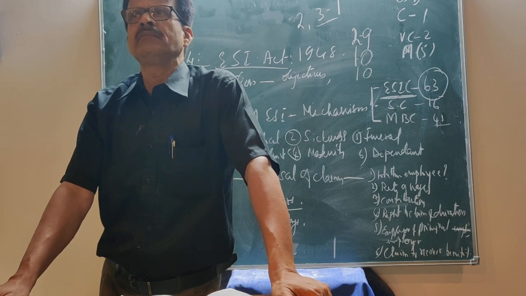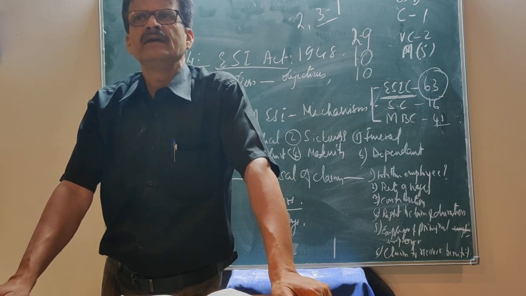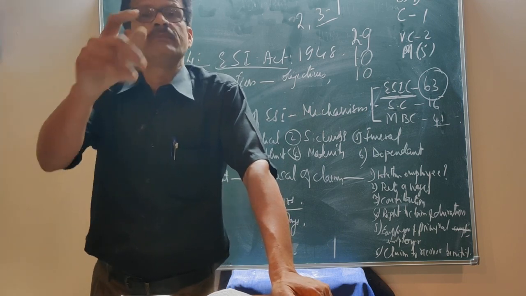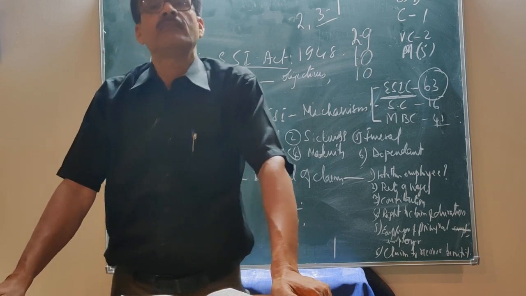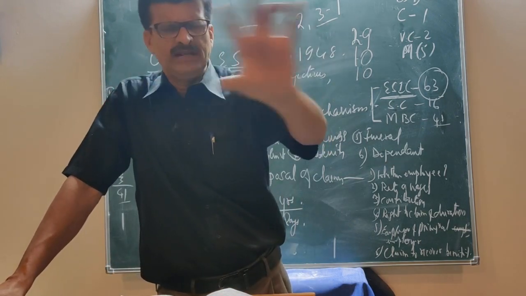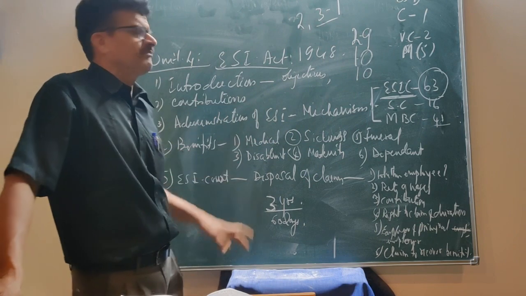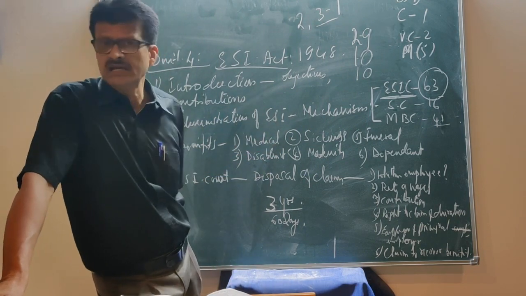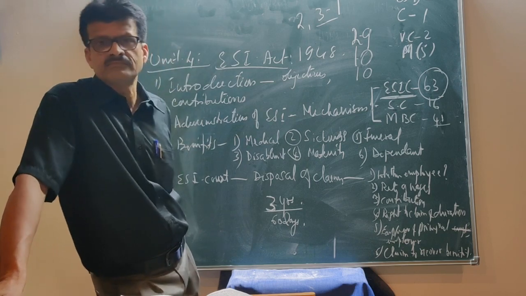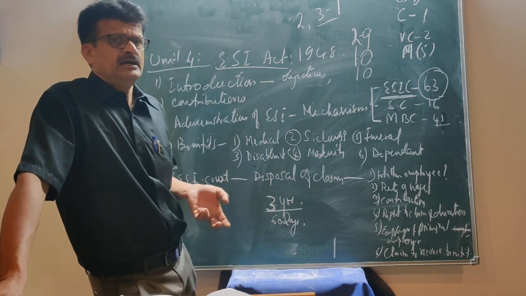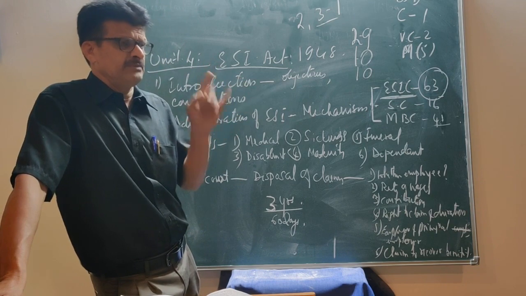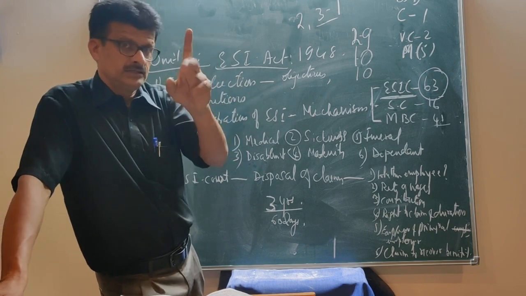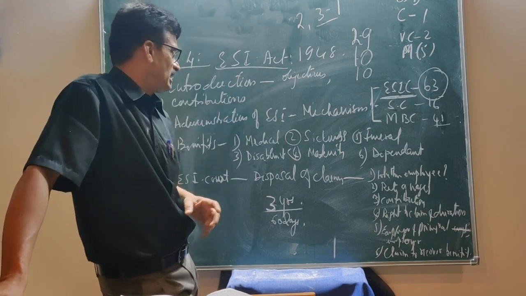Then dependent benefit, and there is one more, disablement benefit. These cannot be clubbed. There are certain benefits, 6 benefits are there. Some benefits, as I simply gave, sickness benefit and maternity benefit cannot be clubbed. Remember, it cannot be clubbed. And you are not eligible at one and the same time for more than one benefit. Those are the restrictions that you will always find.